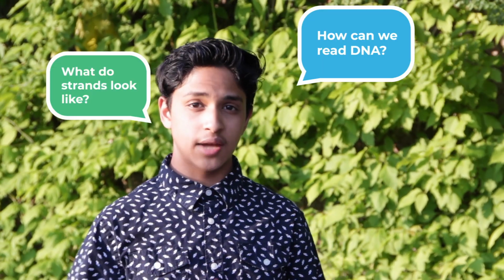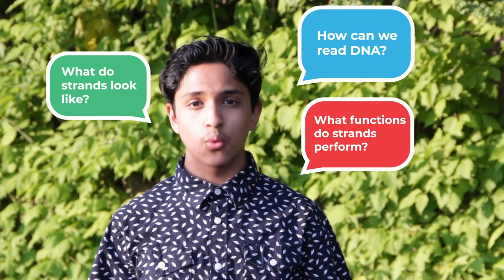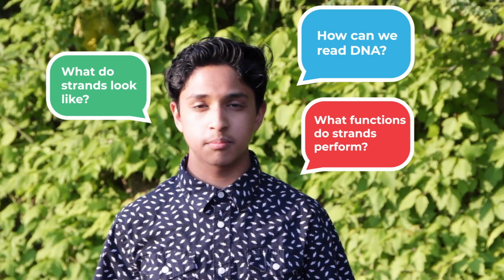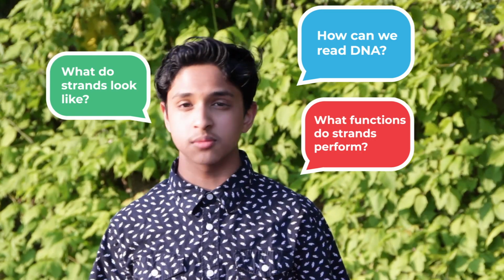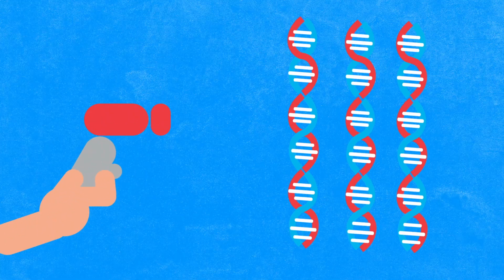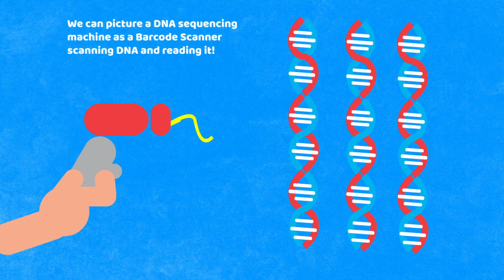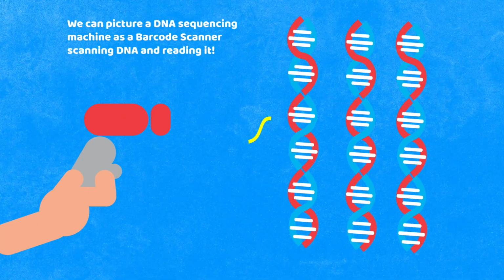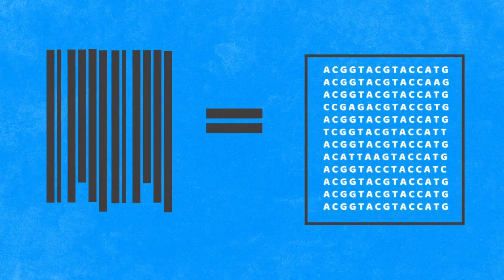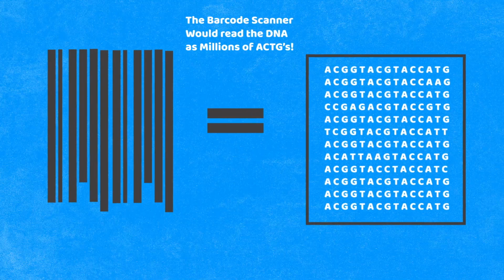How can we read DNA? What do these strands look like, and what functions can they perform? Well, we can tackle that first question by learning about a DNA sequencing machine. To make it simple to understand, we can imagine a DNA sequencing machine as a barcode scanner that scans DNA. Each and every DNA that gets scanned has a unique barcode. The barcode is read as millions of these ACTGs. This is how we read DNA.